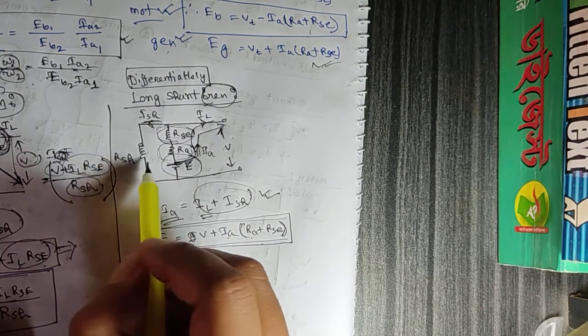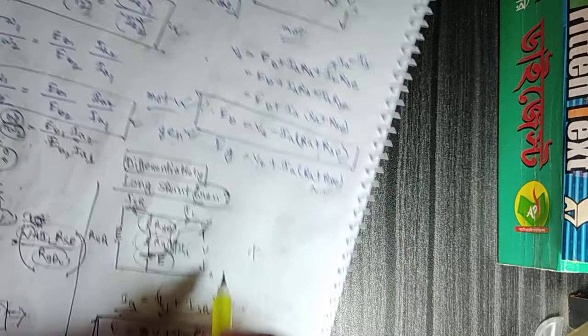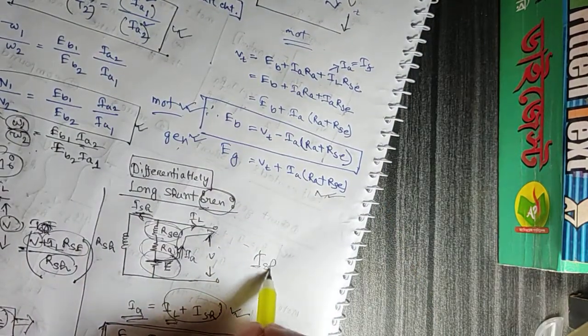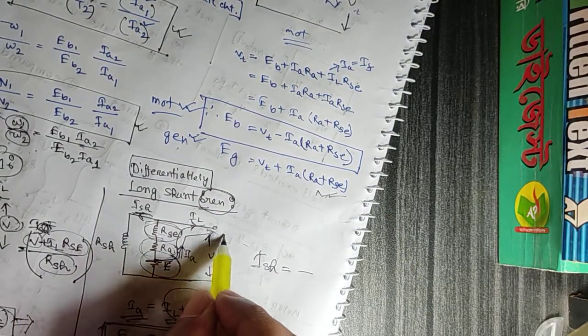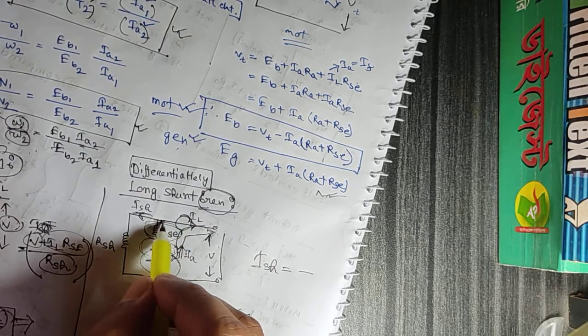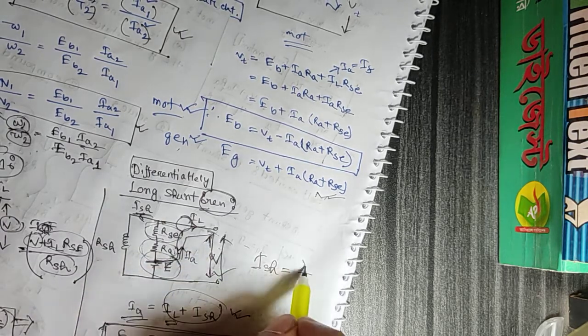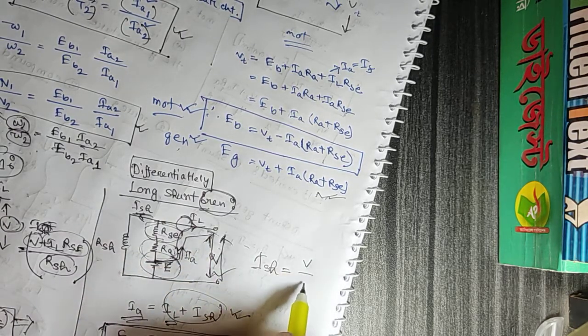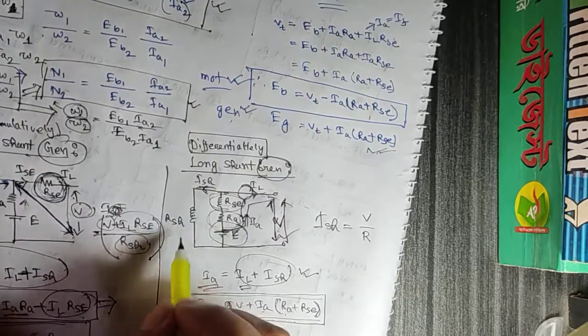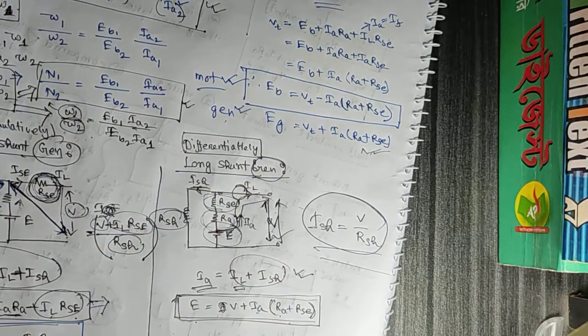And shunt current, how will you find shunt current? It is now easy. Shunt current equals terminal voltage. See, we don't have any series field winding here, so you can just take this terminal voltage drop from here to here. I is equal to V by R, where R is the shunt field winding resistance. So from here you can find the shunt current.